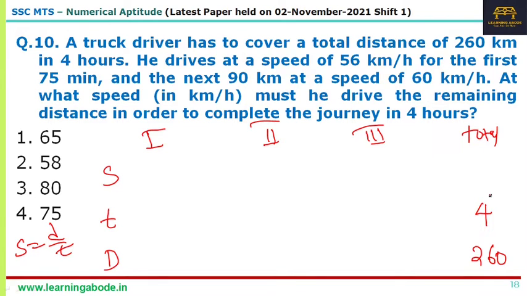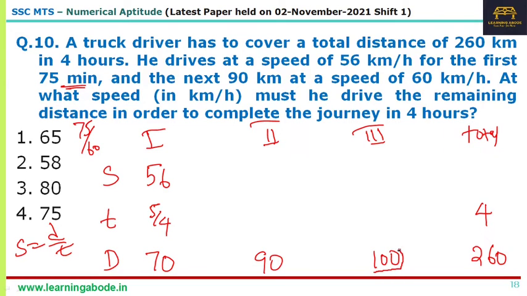In the first phase the speed is 56 and the time taken is 75 minutes. Now 75 minutes, you can write it as 75 by 60 in terms of hours, which is 5/4. So he has covered 5/4 into 56, that is 70 kilometers in the first phase. In the second phase he has covered 90. Which means in the third phase he has covered 100. So 100 is a value that we have found.